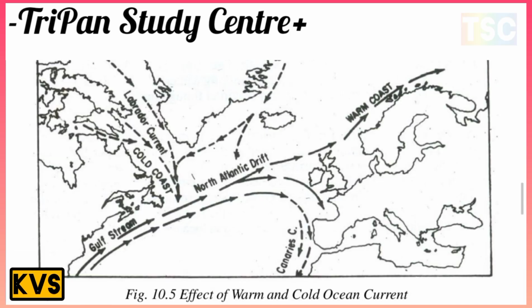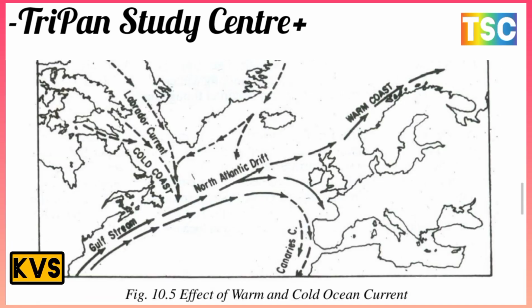This figure shows the map of the effect of warm and cold ocean currents. The arrows show the Gulf Stream and the North Atlantic Drift warming the coast, and the cold current is shown along the other coast. This is an important diagram shown in this picture.